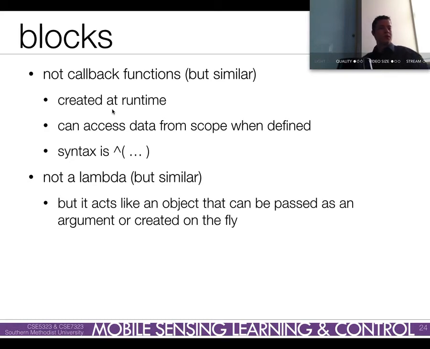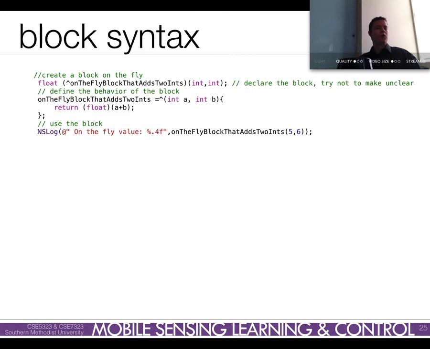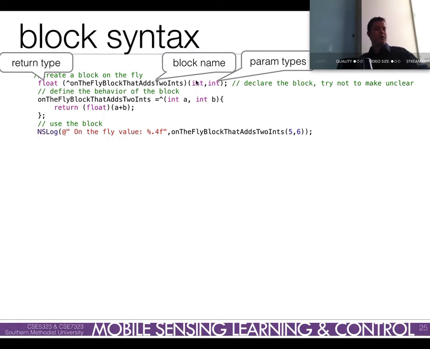Okay, so let's see what I'm talking about when I talk about a block of code. Here's the syntax. I can create a block on the fly right here. So the block name that I'm creating is on the fly block that adds 2 ints, right? And I've got this little caret operator right here. And the return type of this block is a float, so it's going to return a float. Here's the name of it. And here are the parameter types. It's going to take 2 integers, right? So this right here is just the declaration of that block of code.